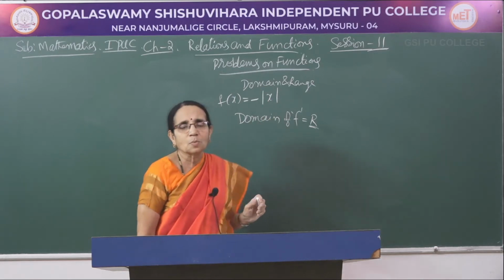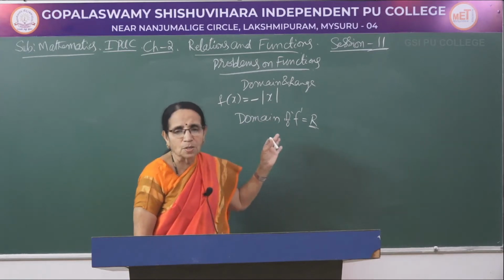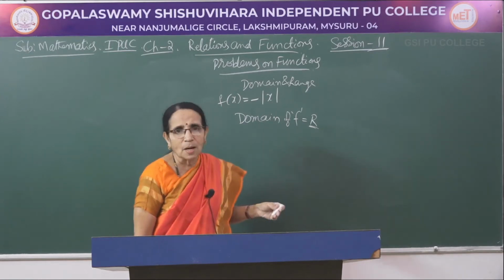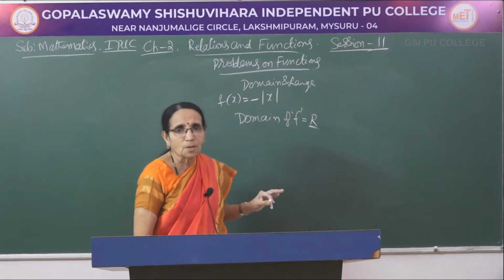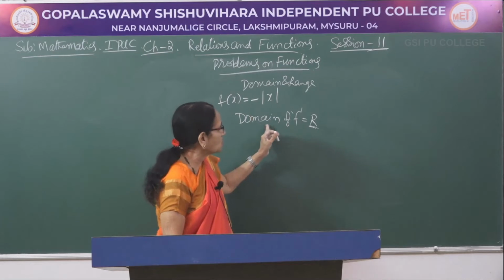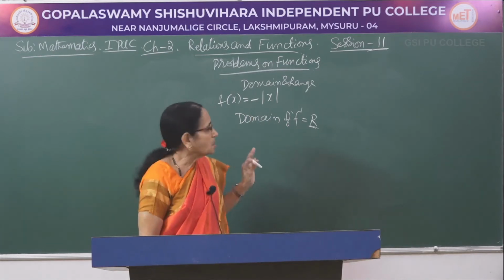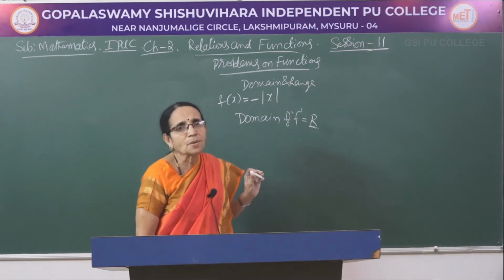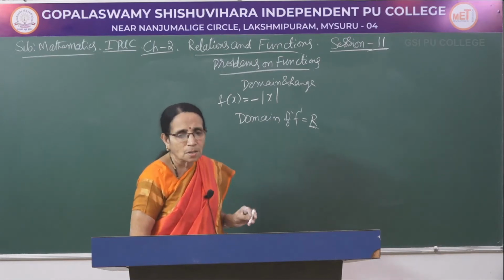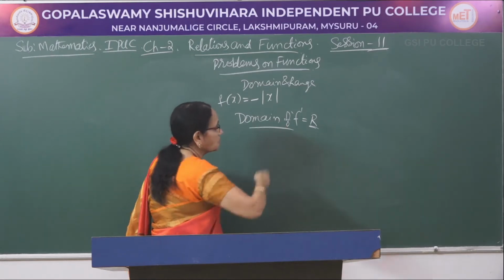Therefore, the domain would be the set of real numbers. That is how we have to argue. In this function, x can take any real value. That is how we have to write the sentence. Therefore, the domain of the function f is equal to the set of the real numbers, which is denoted as capital R. Now, come to the range part here.